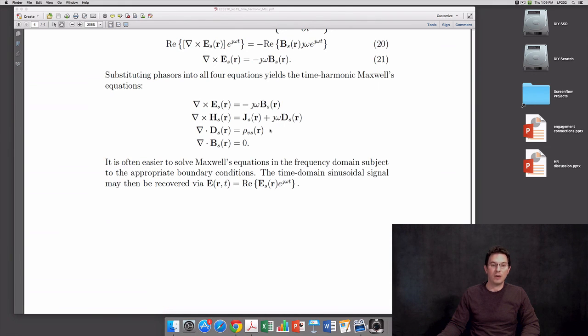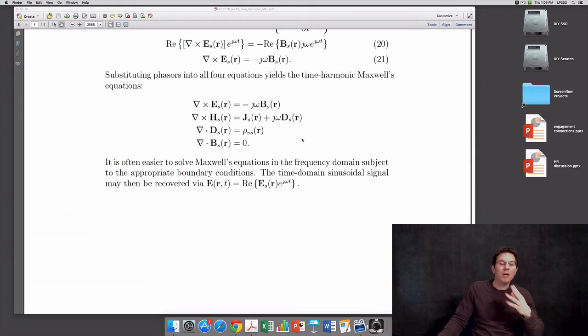This is Gauss's law right here. Divergence of D is equal to the phasor representation of the charge density, rho sub Vs. And right here, Gauss's law for magnetic fields, the divergence of B is equal to 0.